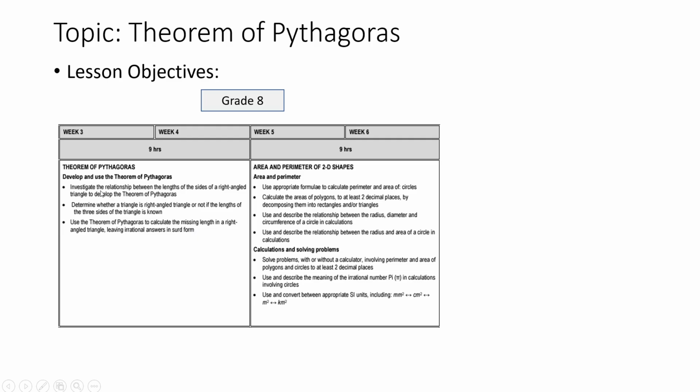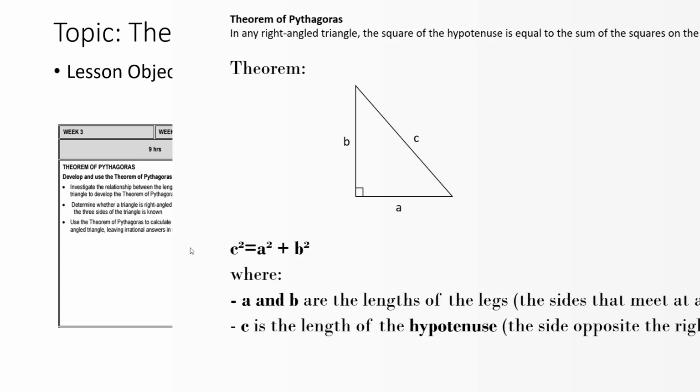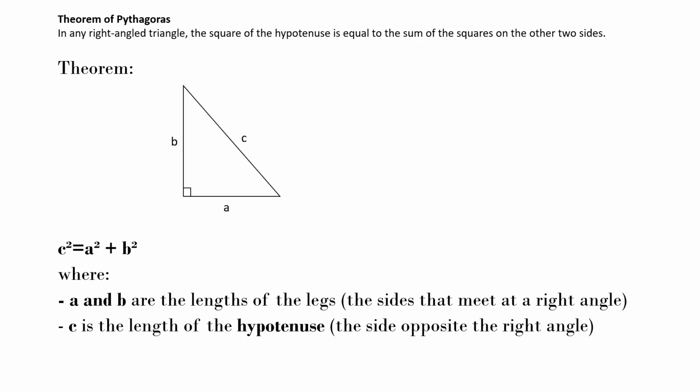So this one actually says investigate the relationship. That means you are going to check whether the sum of the other two sides squared matches. You need to get into that, but then you will get to see how this is done if we can move here. Now here, the theorem of Pythagoras says in any right-angled triangle, the square of the hypotenuse is equal to the sum of the squares on the other two sides.